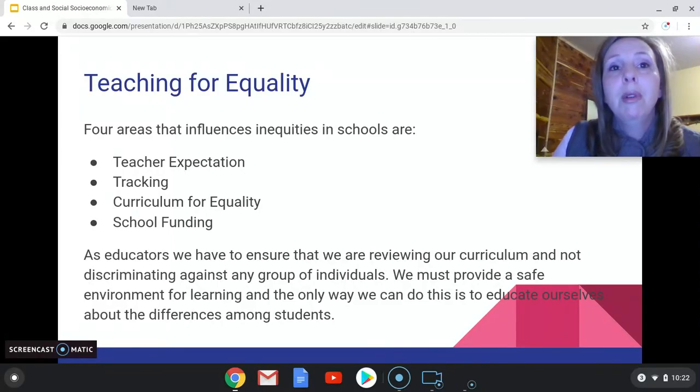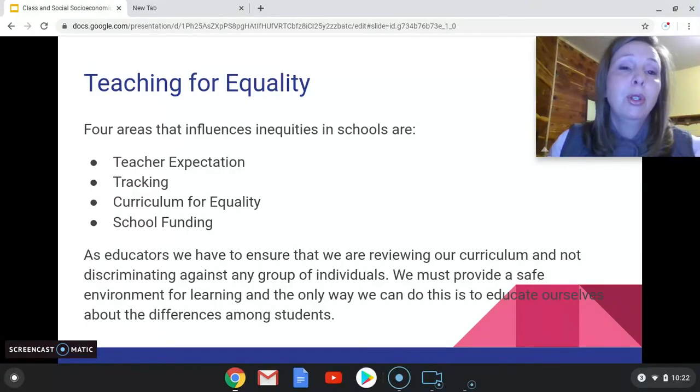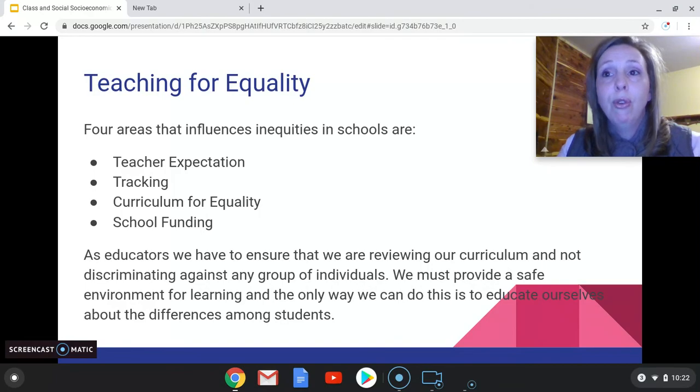But we have to remember, as educators, we have to ensure that we are reviewing our curriculum and not discriminating against any particular group of individuals. We must provide a safe environment for learning, and the only way that we can do this is to educate ourselves about the differences among our students.